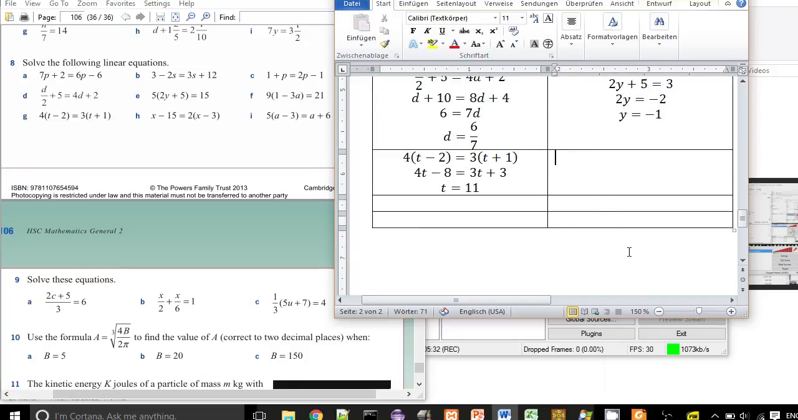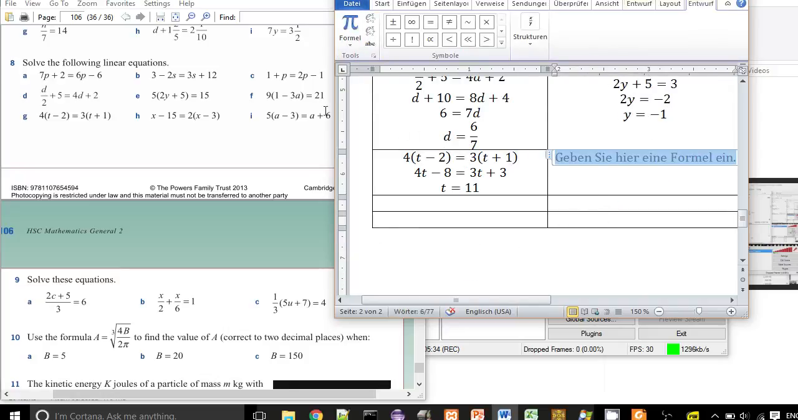Alright, let's do another one. Just seeing if any of these are harder. I'll do this, it's got negatives. I don't think it makes that much difference. I just don't want to do heaps and heaps. I think a few is enough.